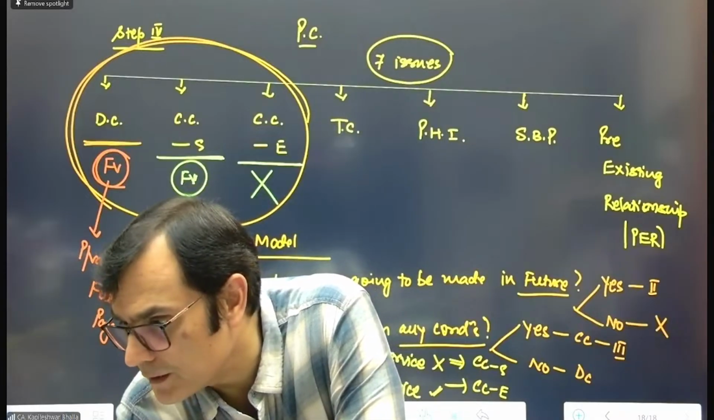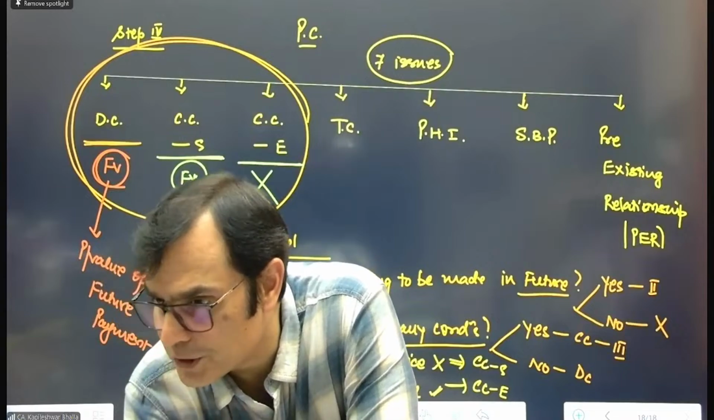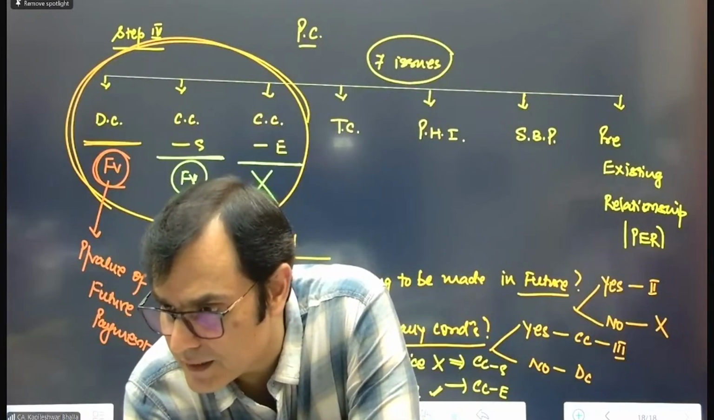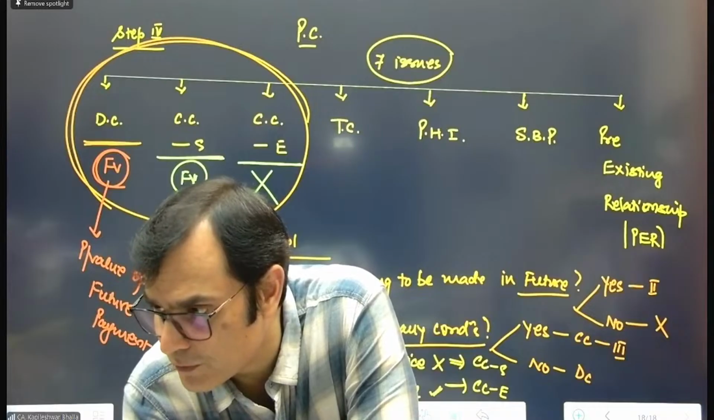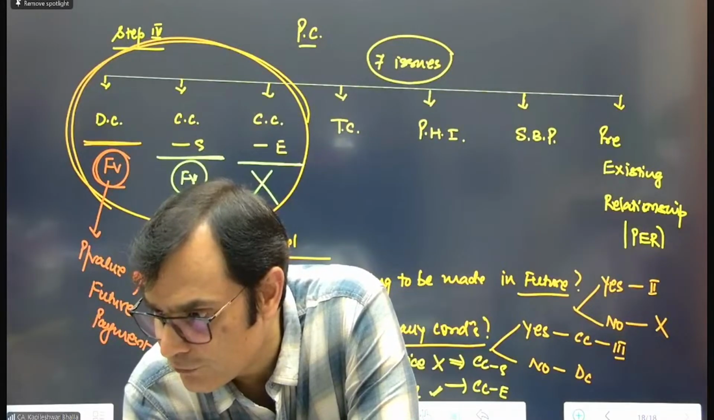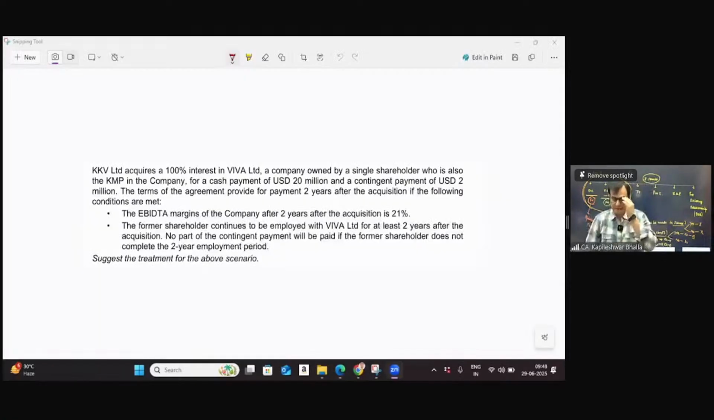Okay, let me share a small little question. This is, I guess, in the study material as well. So I am taking this question from the study material. Let's have a look at this question. First of all, you need to decide is it a DC or a CC, whatever, and then if it is CC, we'll decide in what capacity it is being paid.